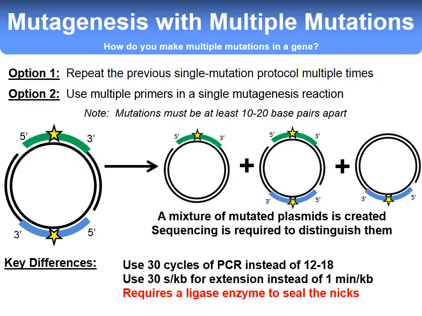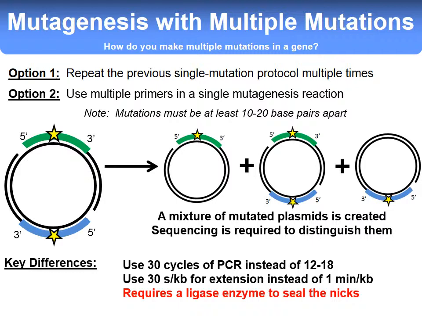Now, some key differences here. So remember, we had 12 to 18 cycles in the past few reactions. We're going to bump that up to 30 cycles here. And that's because we're splitting our yield between these 3 different types of plasmids. So you add a few more cycles, that gives you more of your desired product.